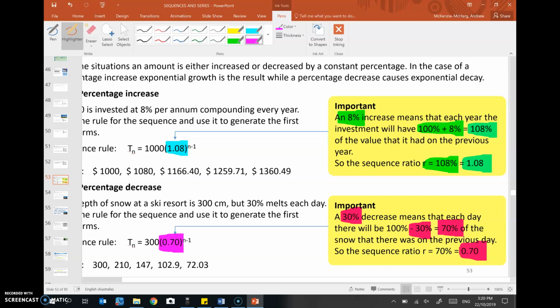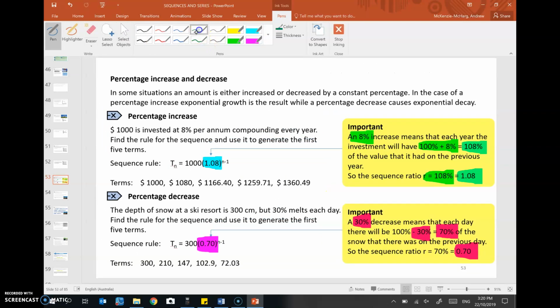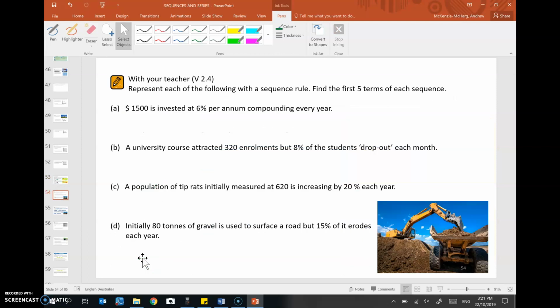The first term of the sequence is the number that goes out the front. In the first case here, this sequence starts with $1,000, so that's the first term and it goes out the front. Same here with the depth of the snow starting at 300 centimeters. That's the number that goes in front in the sequence rule. Armed with that knowledge, you might want to pause the video now and try these ones on your own, and then I'll have a go at them.